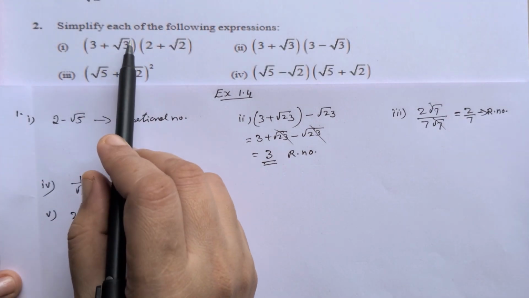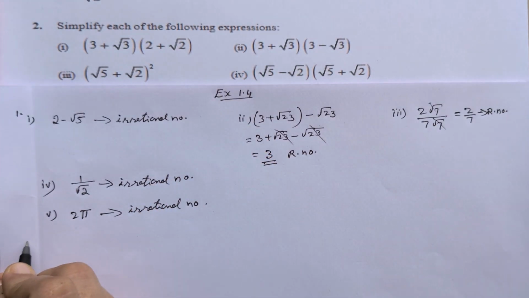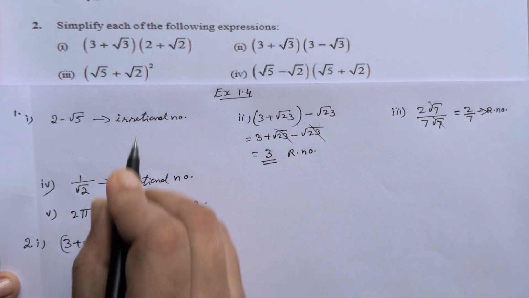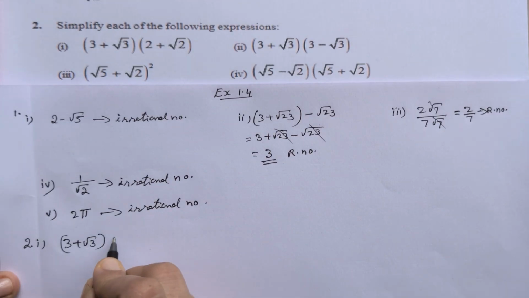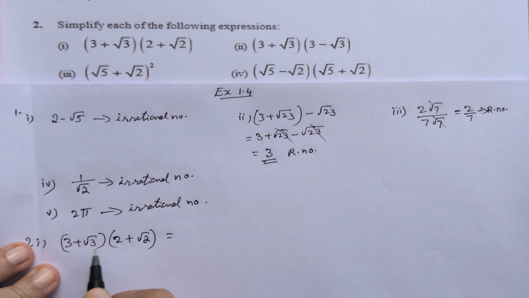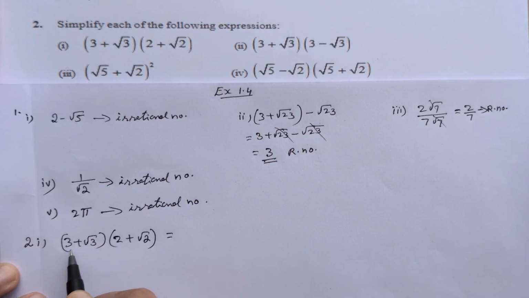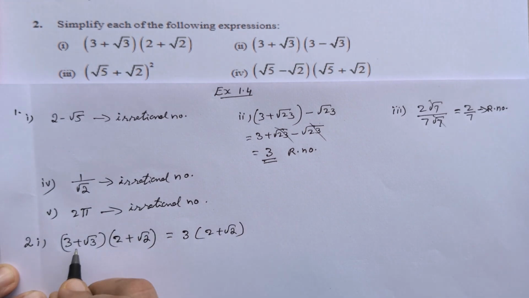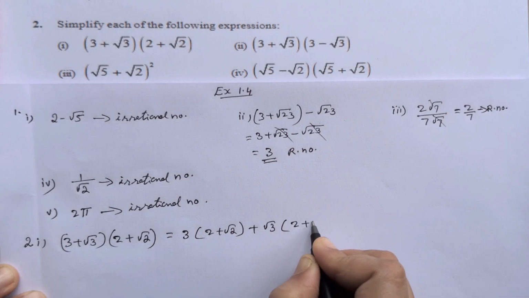Now second question, simplify each of the following expressions. First one, 3 plus root 3 into 2 plus root 2. This we can write as, there are two brackets, take the first term from the first bracket. That means 3 into, write the second bracket the same way, 2 plus root 2, then look at the sign, plus, and second term, root 3 into the same second bracket, 2 plus root 2.